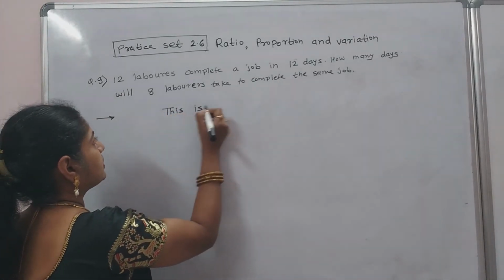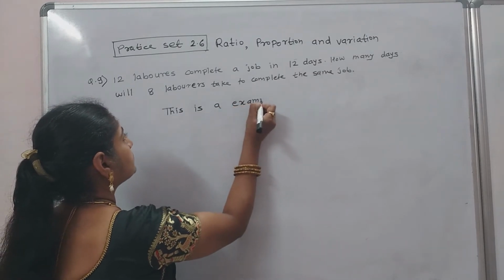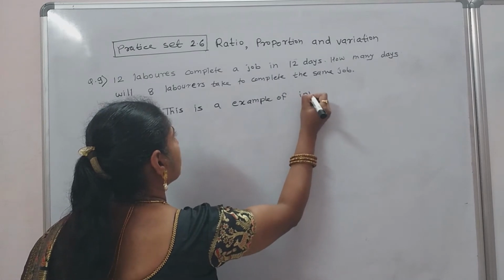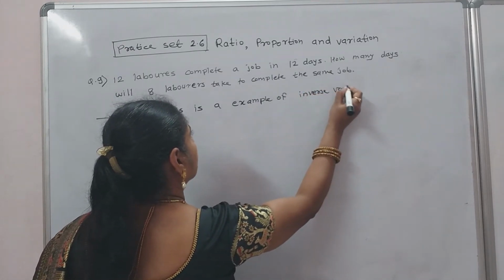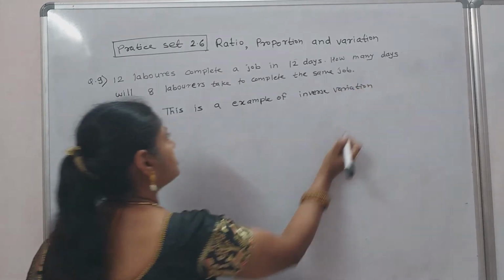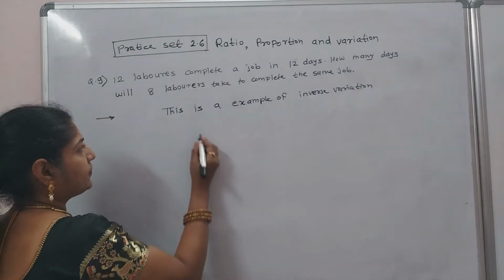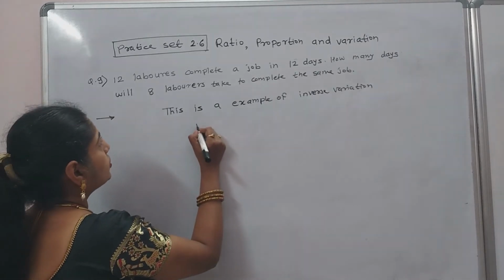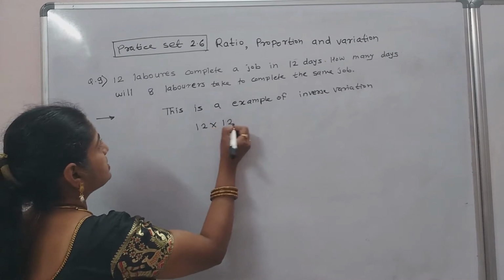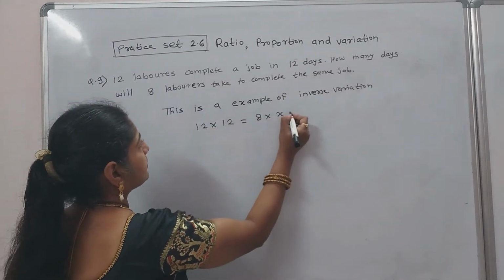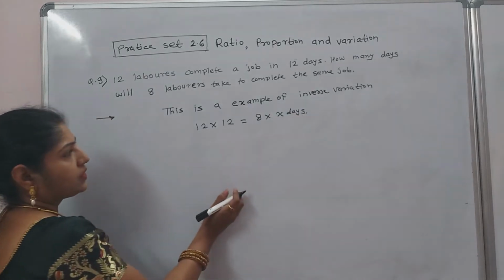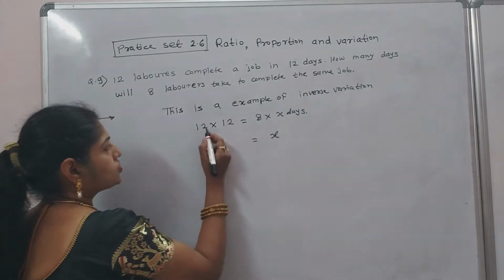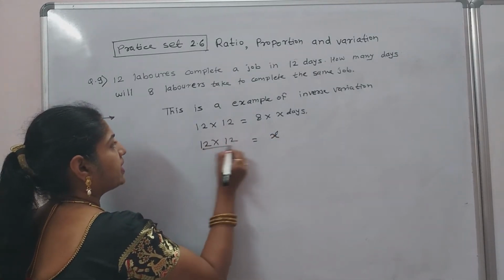This is an example of inverse variation. One quantity increases, the other decreases in inverse variation, and the product of the quantities are equal. So 12 into 12 days equal to 8 into x days. We have to find the days. So 8 goes to division. 12 into 12 divided by 8.